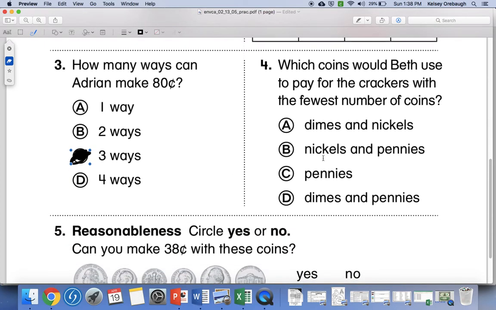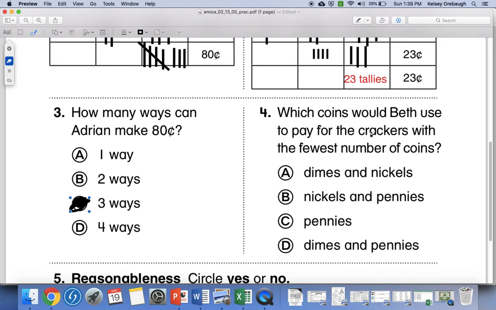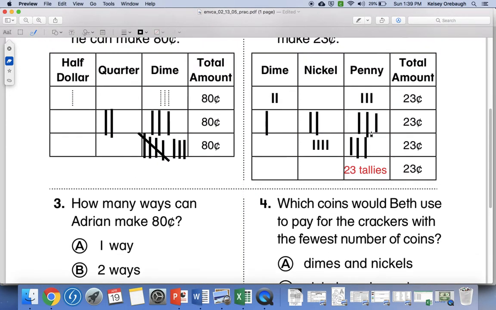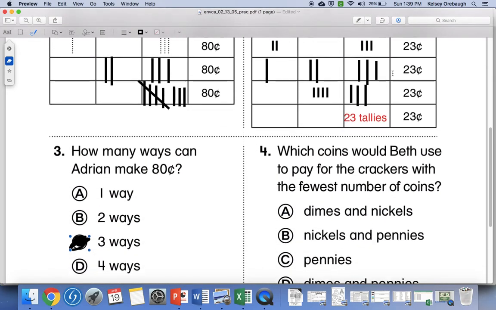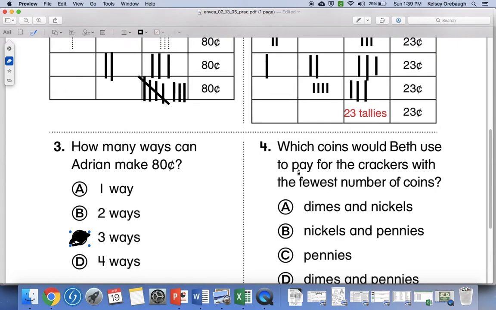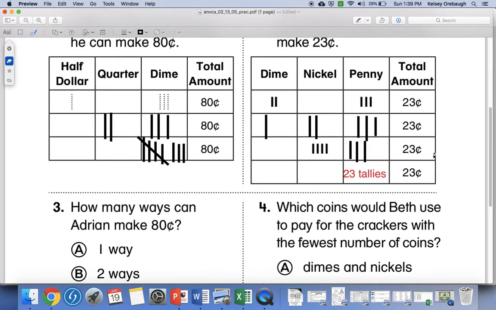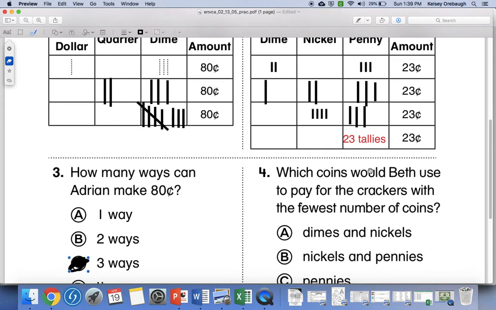Number 4. Which coins would Beth use to pay for the crackers with the fewest number of coins? All right, so going back to Beth's table up here, she wanted to buy the crackers for 23 cents. We want to see which coins she would use from her dimes, nickels, and pennies to pay for the crackers with the fewest number of coins.